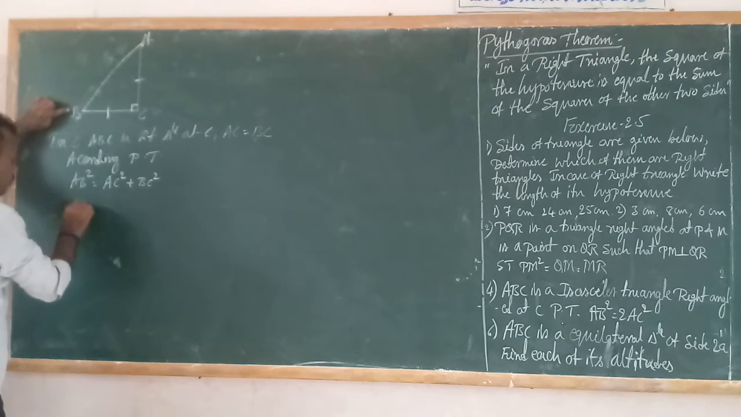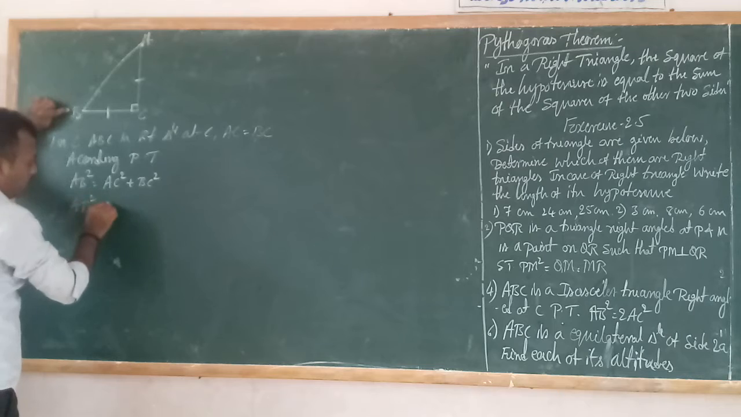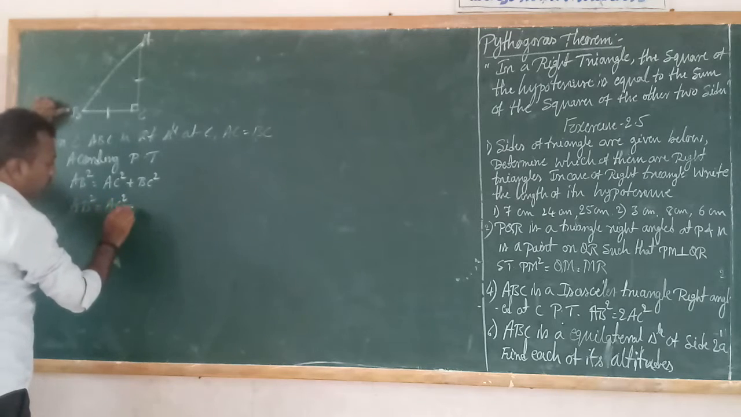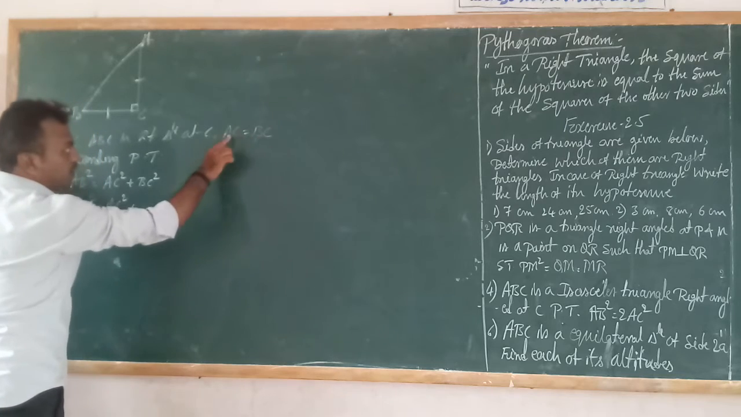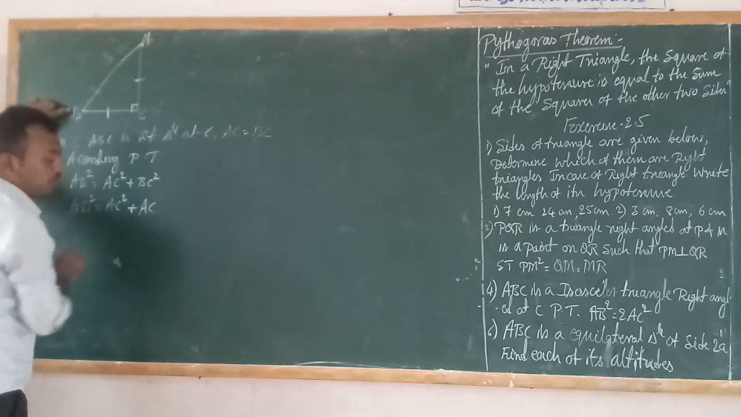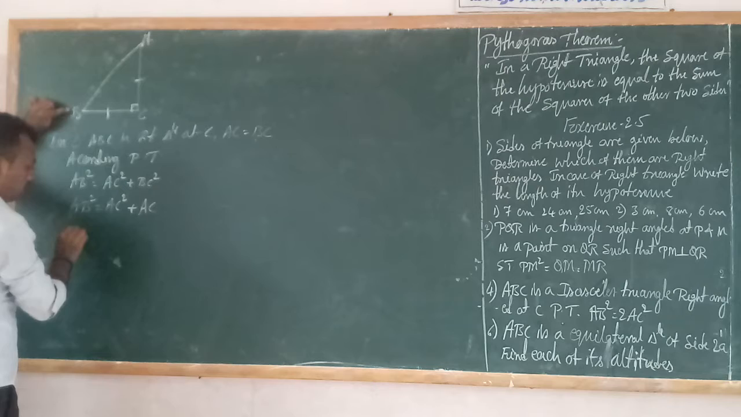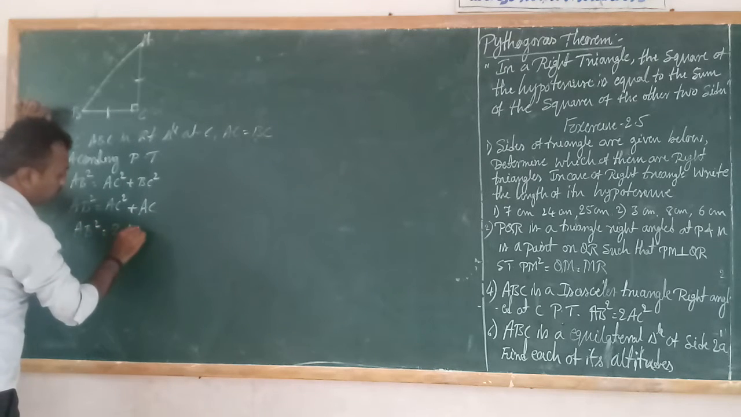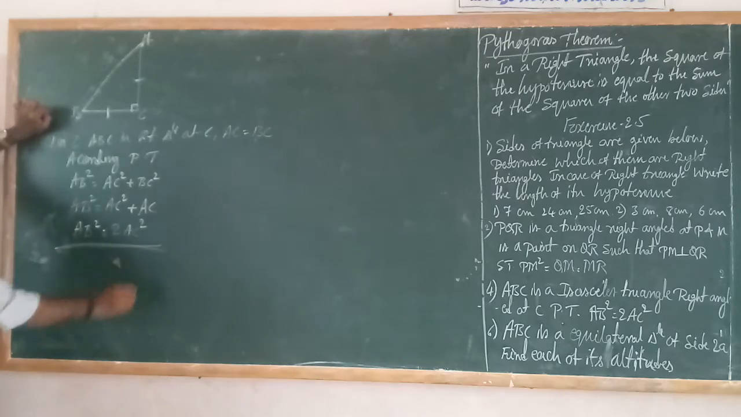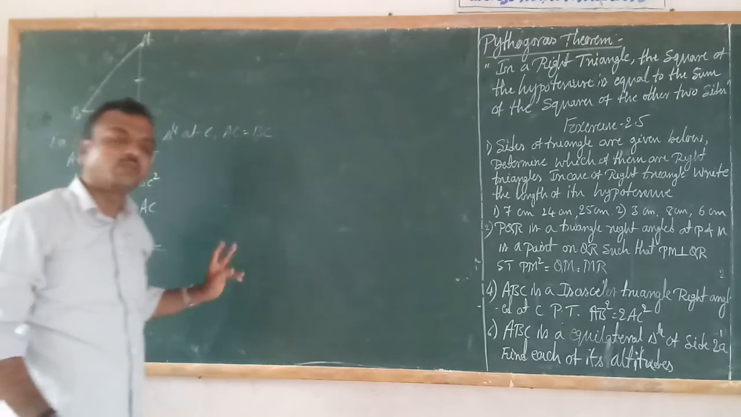Now AB square is equal to AC square plus BC square. I will substitute AC instead of BC. So AB square is equal to AC square plus AC square, that is 2 times AC square. That's all. Hence the proof. Very simple. 2 more questions.